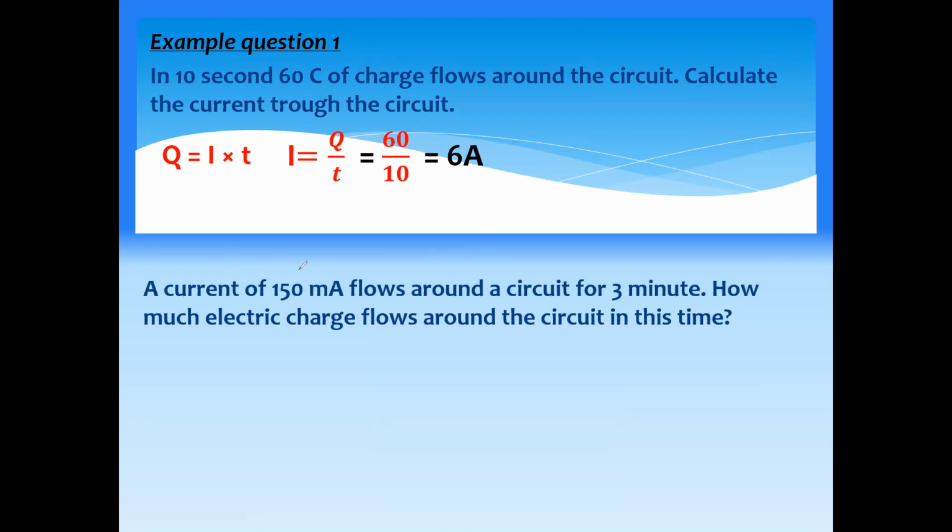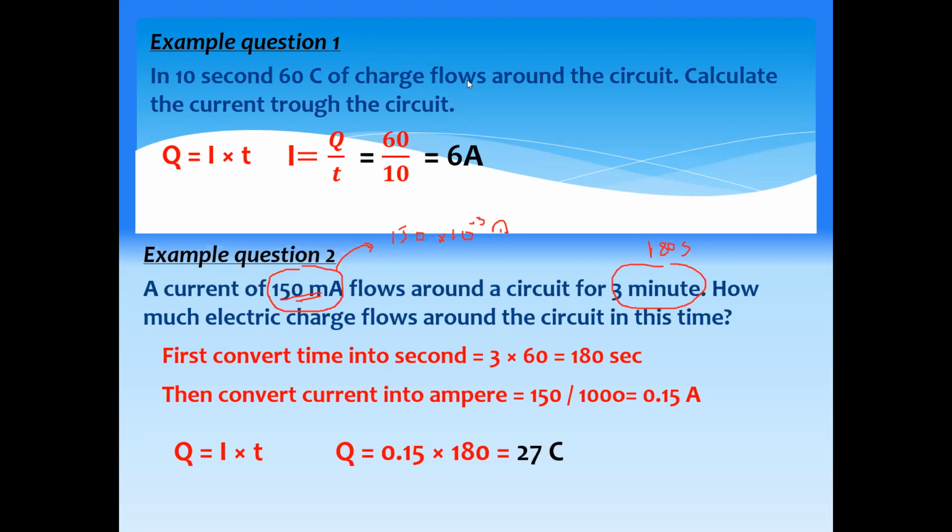Another question: a current of 150 milliampere flows around the circuit in 3 minutes. Time should always be in seconds. How much electric charge flows around the circuit in this time? So what will be the charge? You need Q. Charge is the product of current and time. Keep in mind the unit conversion is important. This is milliampere, so that will be equal to 150 times 10 to the power minus 3 ampere. And time is in minutes, so it will be 180 seconds. When you multiply these two values, you will get 27 coulombs, which is the total charge that will flow.